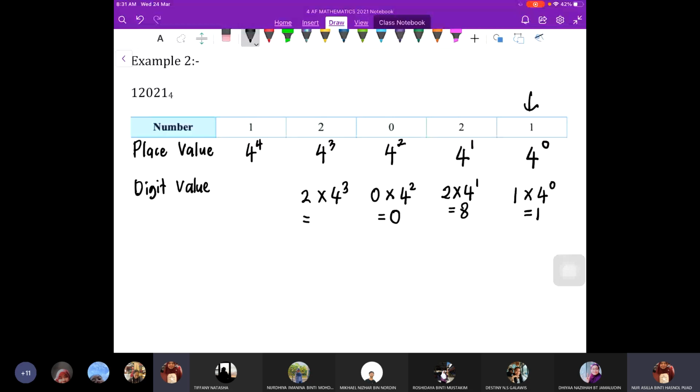Okay. So 4 to the power of 3, you multiply dengan 2, you will get 128. And then 1 times 4 to the power of 4, you will get 256. Okay, so now number value or numerical value.